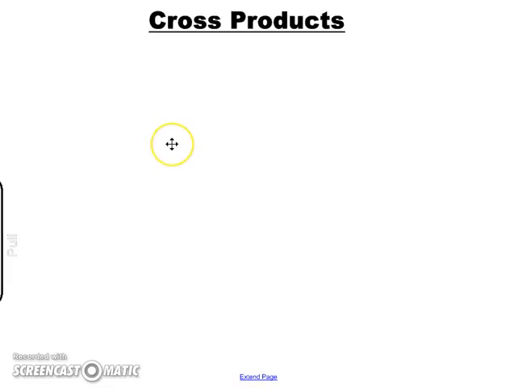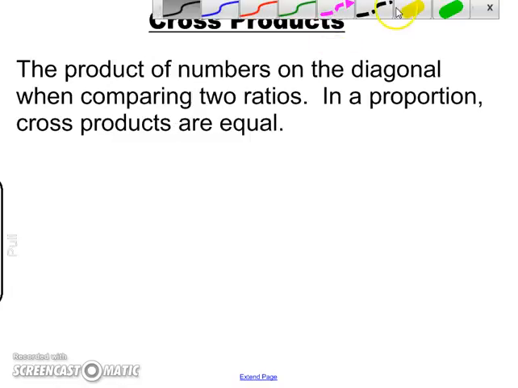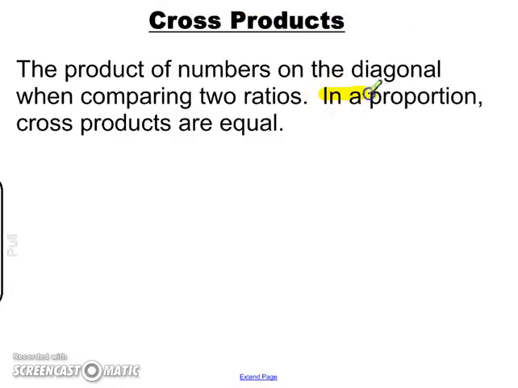So really quickly here, one thing we do need to deal with is the idea of cross products. The product of numbers on the diagonal when comparing two ratios. In a proportion, cross products are equal, and this is important, because if you've ever heard of cross multiplication, this is sort of what we're getting into. If we have a proportion, the cross products are equal.